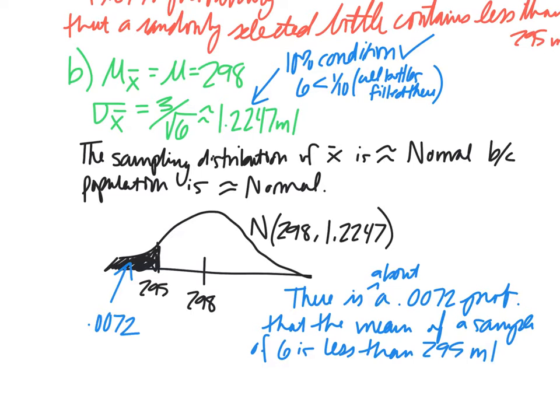So let's just maybe think about this for a second, the reason why this makes sense. It kind of makes sense that you could randomly choose one bottle and it be that much less, but randomly choosing 6 bottles and finding their average and it being that small when the average is supposed to be 298 is pretty unlikely.